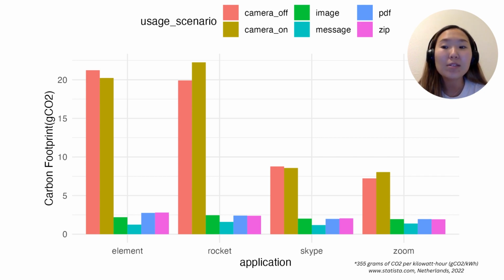We found several findings from our experiment. The first one is that tested commercial applications exhibit a lower carbon footprint compared to free and open source software. The second one is that video conferencing produces the most carbon emissions, especially when the camera is turned on. And the third one is that messaging produces the least emissions.